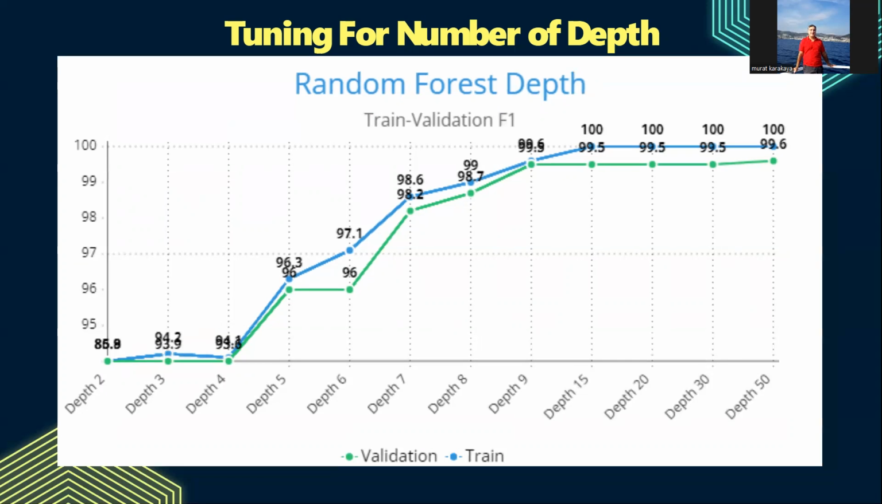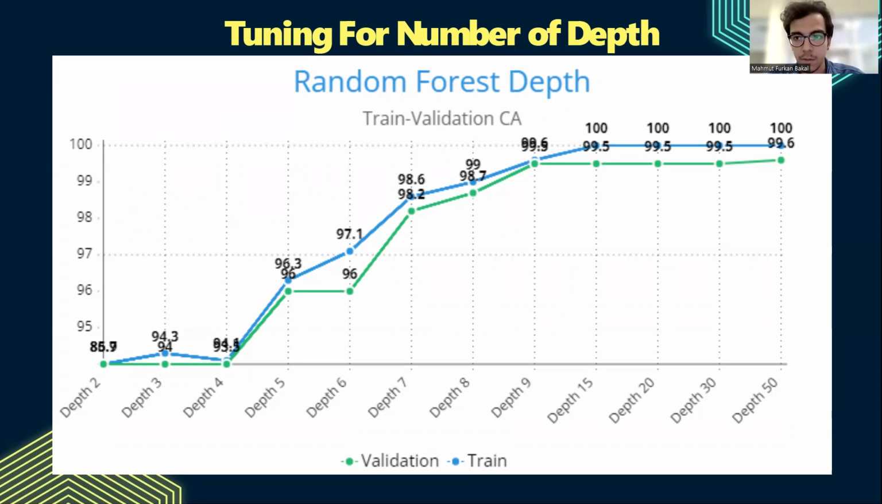And next slide, please. May I ask a question here? Of course. For the F1 score, or in the previous one, what was the score? Classification accuracy? Categorical accuracy. Okay, classification accuracy, right? So how can you interpret that when depth is greater than 15, your train performance is 100%? How can you explain this?